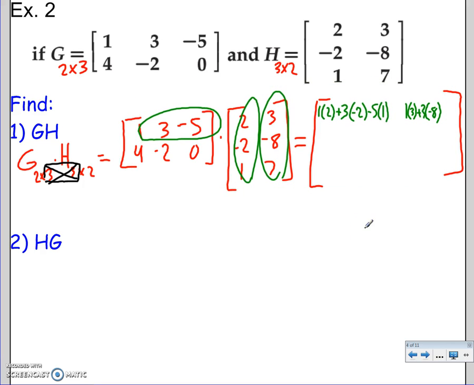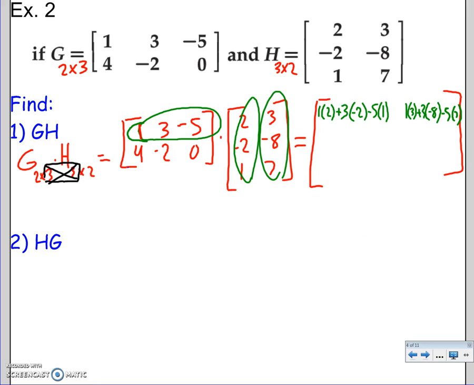Alright, so 1 times 3, rewrite this one. Alright, so you can see a little better. 1 times 3, 3 times negative 8, and negative 5 times 7. That's my first column done. Now I do the second column.